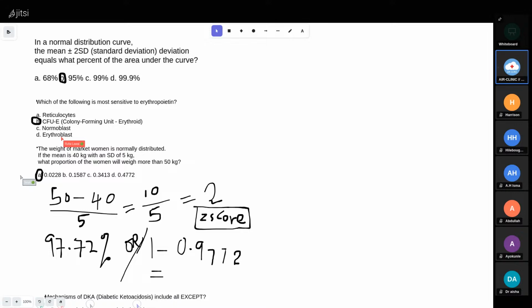Ages we are given as 12, 13, 14, 15, 16, and 45. Which of the following measures of central tendency will you use? Option A, mean, standard deviation, median, and mode.